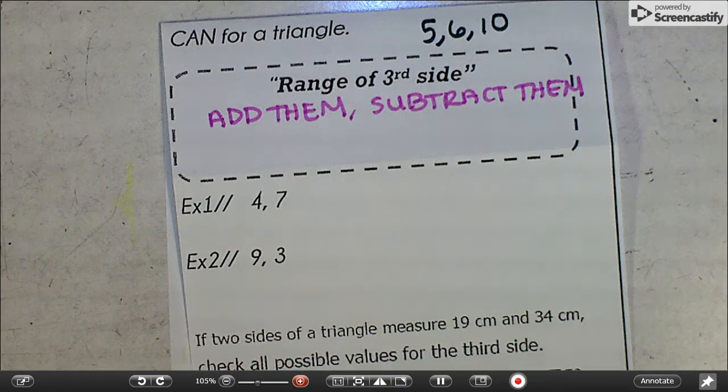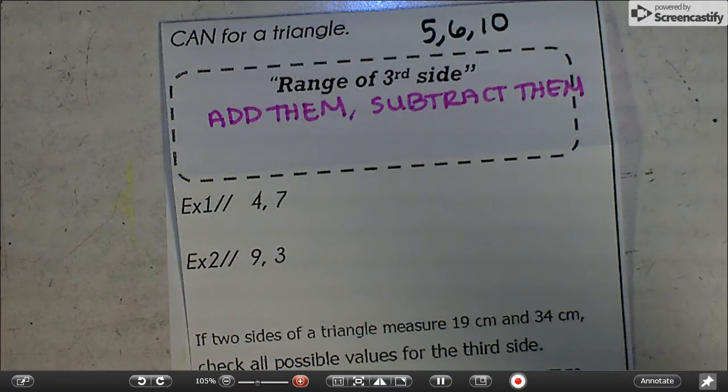You have chocolate in your mouth? So you're going to add 4 plus 7. Oh, no, wait till the notes are over.